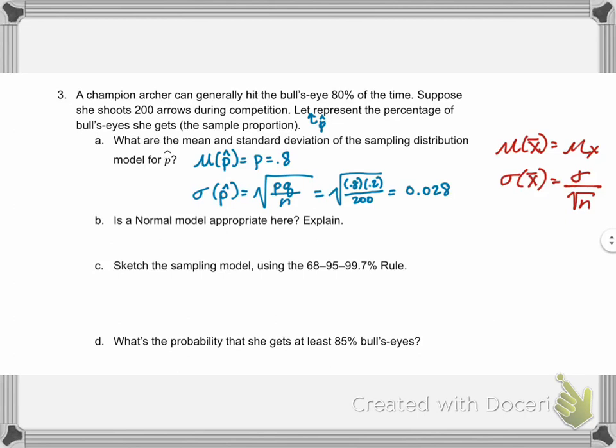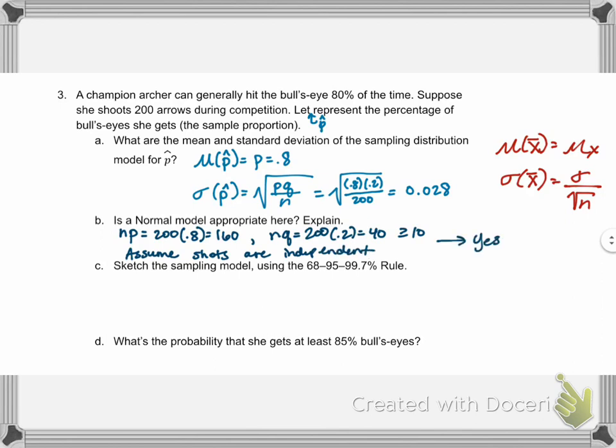To check if a normal model is appropriate, you're going to check your 2 conditions. Number 1, your NP and your NQ being greater than or equal to 10. And they both are, so 200 times 0.8 and 200 times 0.2 are 160 and 40 respectively. And so those are both greater than 10. And then you're going to have to assume that each shot is independent of the last. She's not getting any better as she shoots. She's not getting any worse. And so each arrow is independent of the last one that she shot. And so if those 2 conditions are met, then I can use that normal model.